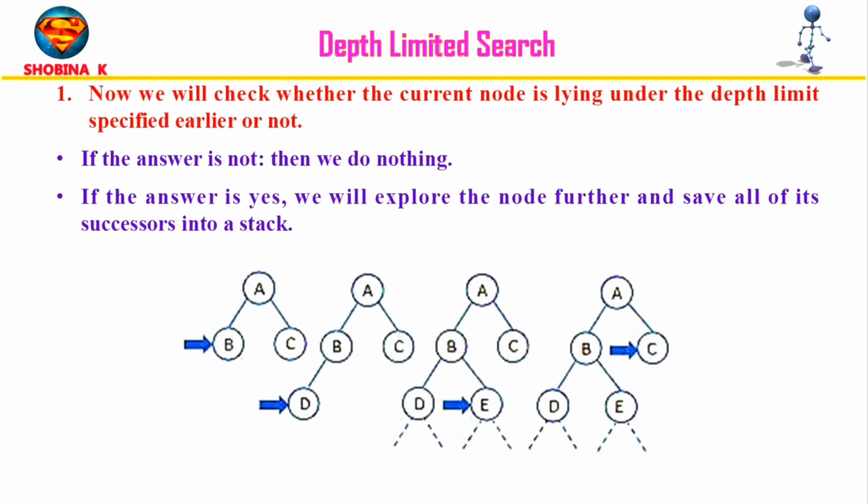Now we will check whether the current node is lying under the depth limit specified earlier or not. If the answer is no, then we do nothing. If the answer is yes, we will explore the node further and save all of its successors into a stack. Now call DLS recursively for all the nodes of the stack and go back to step 2.